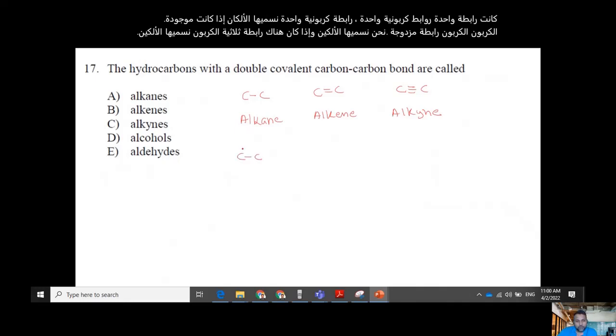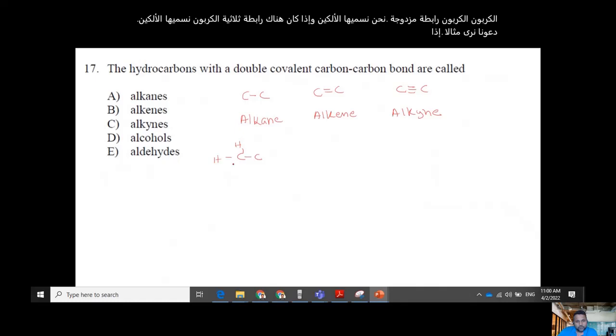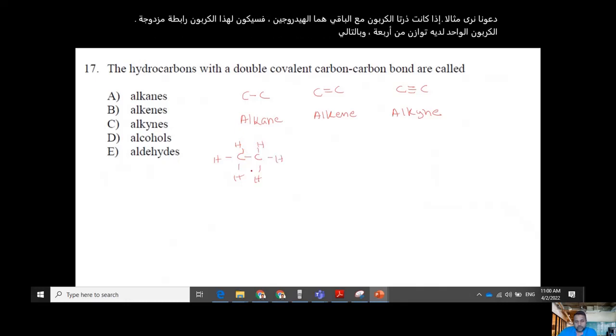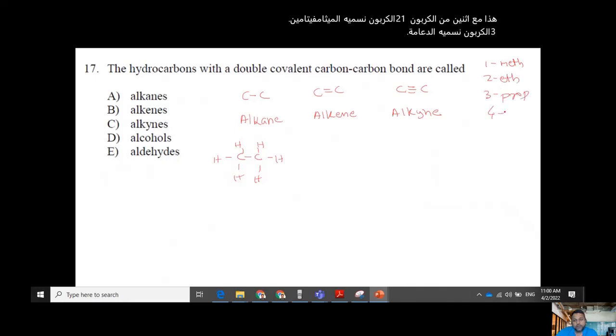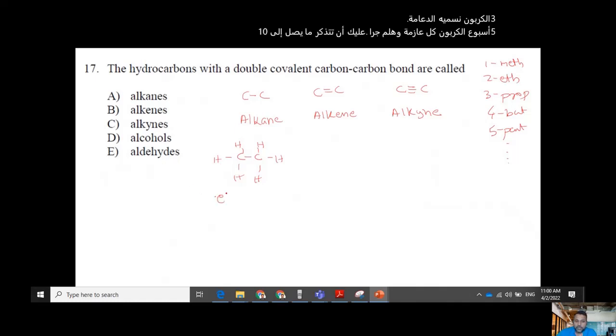If there are 2 carbon atoms, with the remaining being hydrogen, this carbon will have a double bond. One carbon has a valency of 4, so for the remaining you have to keep hydrogen. With 1 carbon we say meth, 2 carbon eth, 3 carbon prop, 4 carbon but, 5 carbon pent, and so on. You have to remember up to 10. This is 2 carbon atoms with single bonds, so we can say ethane.